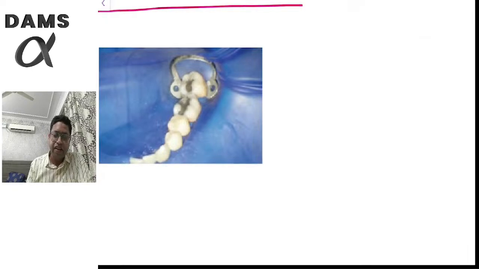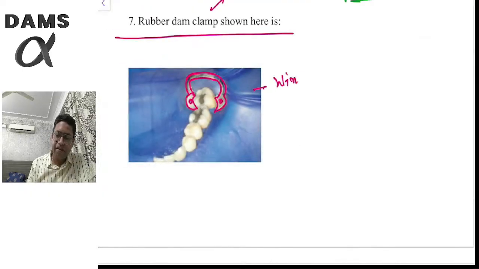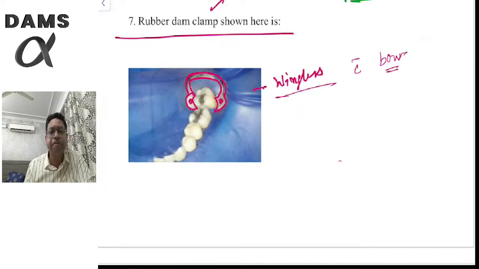Okay. This is the bow of the rubber dam clamp. This is the jaw. And this is the hole for engagement of forceps. So it is basically a wingless clamp. It is a wingless with bow. Definitely a bow would always be present in a rubber dam clamp.